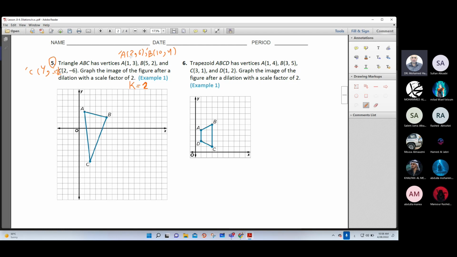Now we can graph. We have 2, 6. 1, 2, 3, 4, 5, 6 will be here. So 2, 6 will be here. So this is A prime.